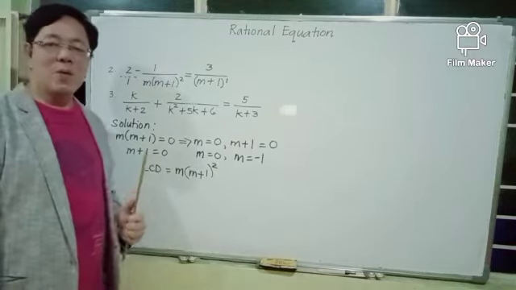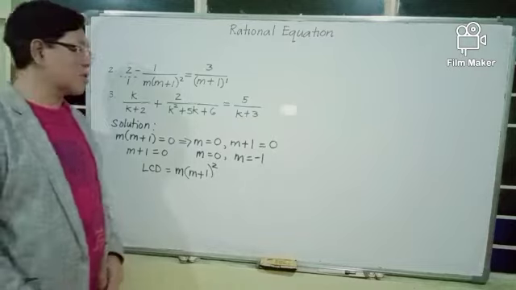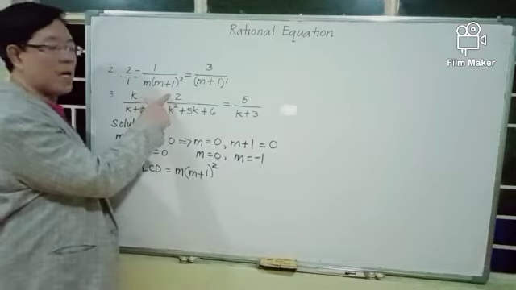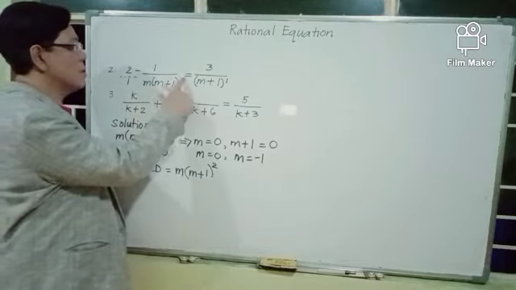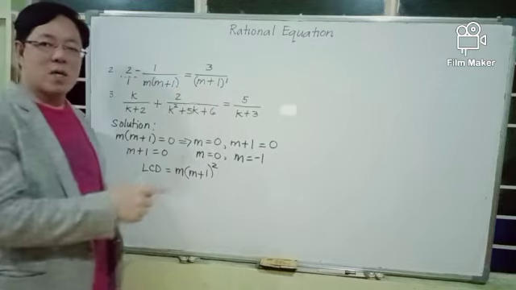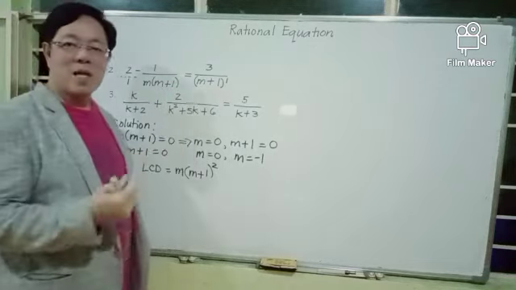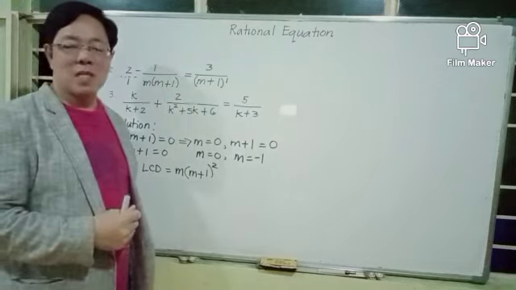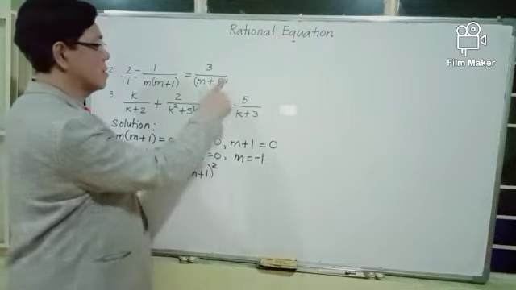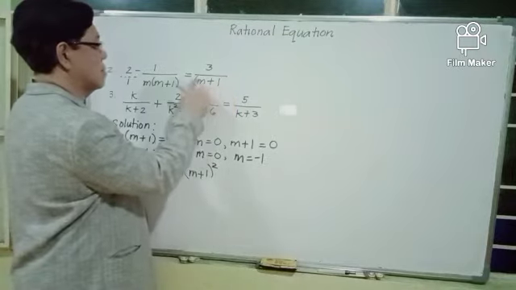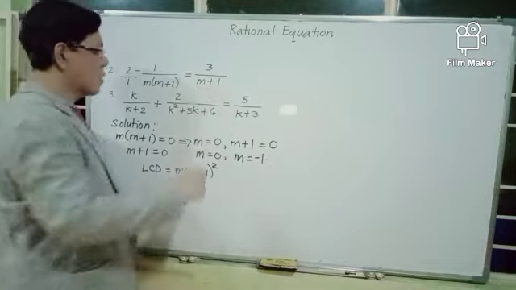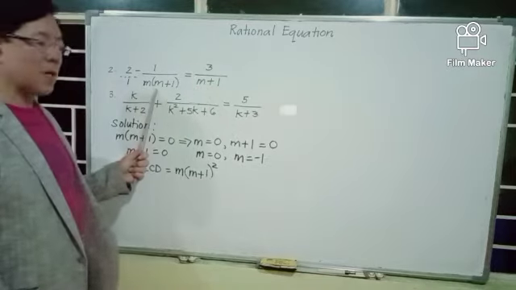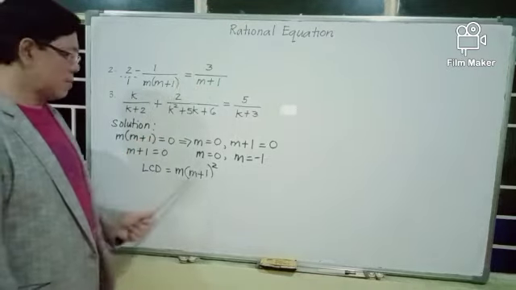And we go back to our original rational equation. The exponent of m plus 1 here is 1. The exponent of m plus 1 here is 1. But if the exponent is 1, we do not write the exponent 1 anymore. And our LCD is m multiplied by m plus 1 raised to 1, not 2.